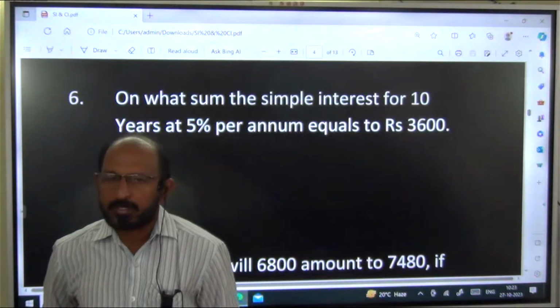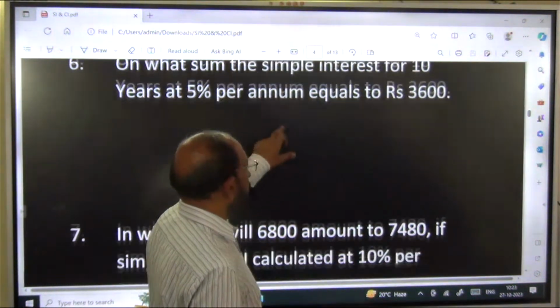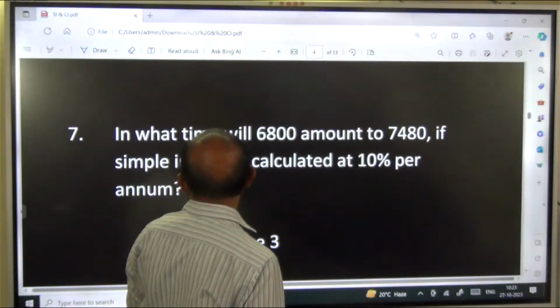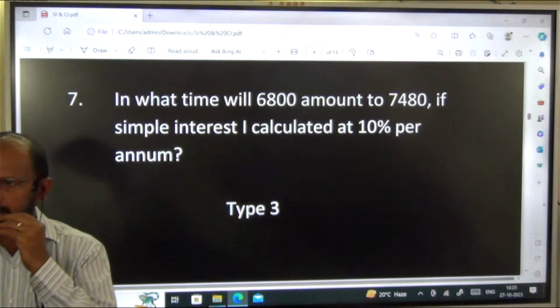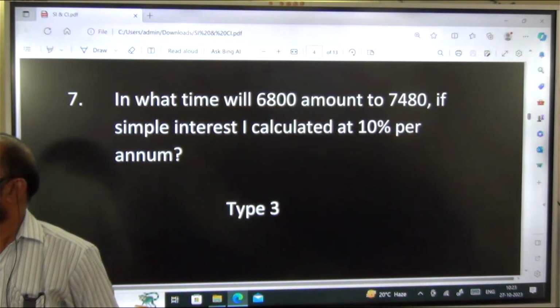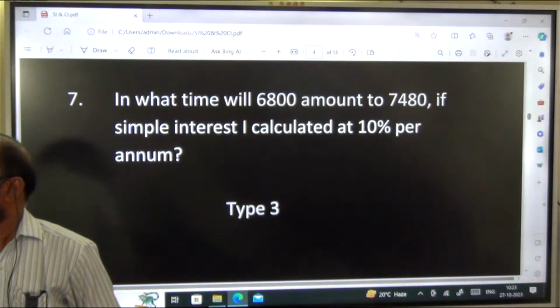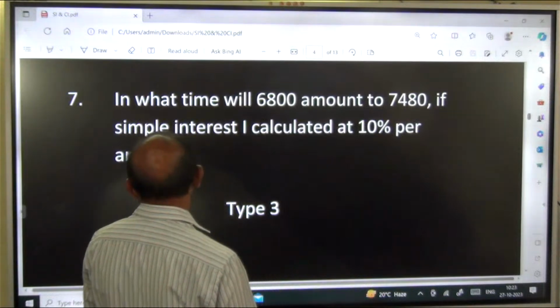Yesterday, we started simple interest and compound interest, na. More problems on simple interest and compound interest. See that. The next problem. Very good morning all again, once again.